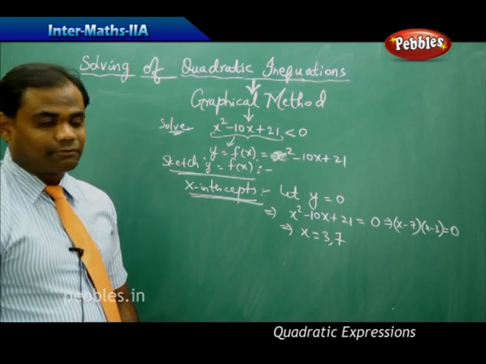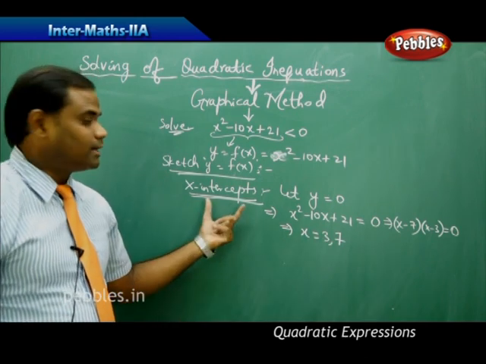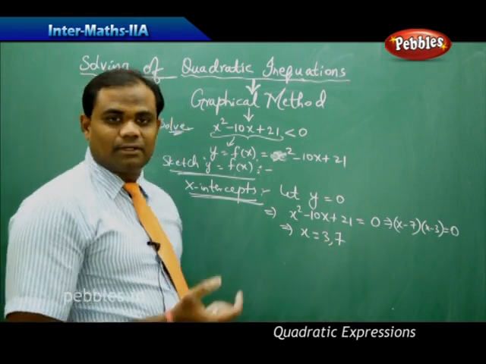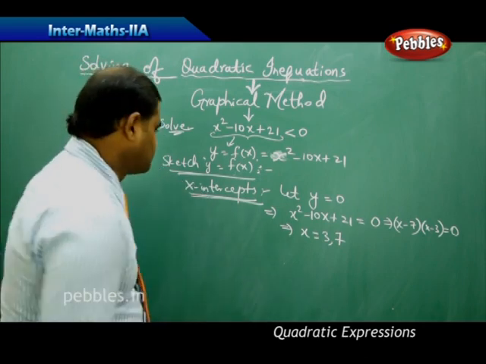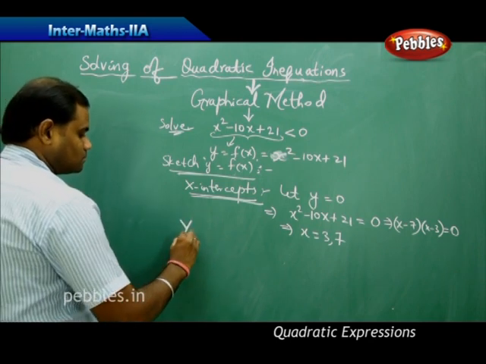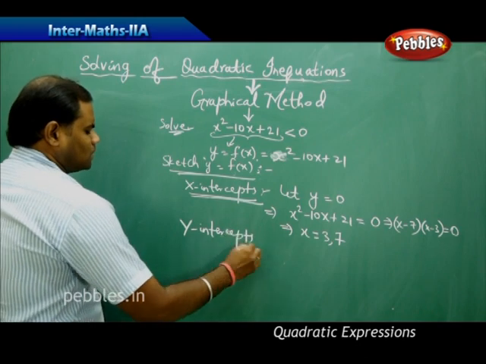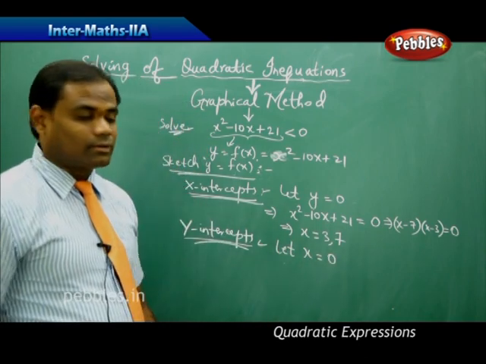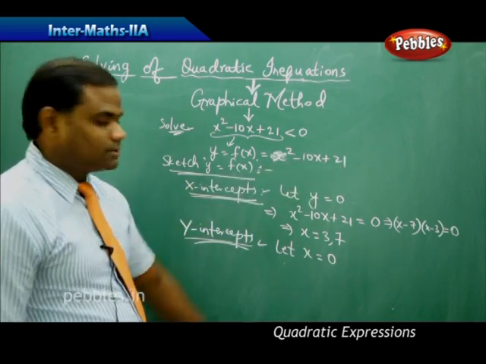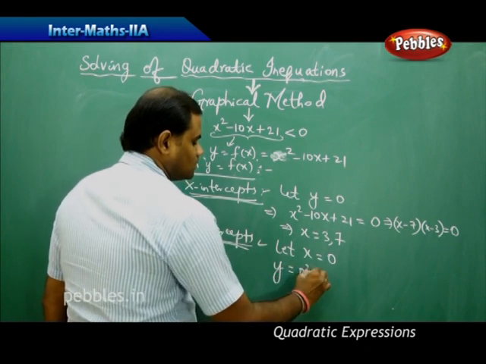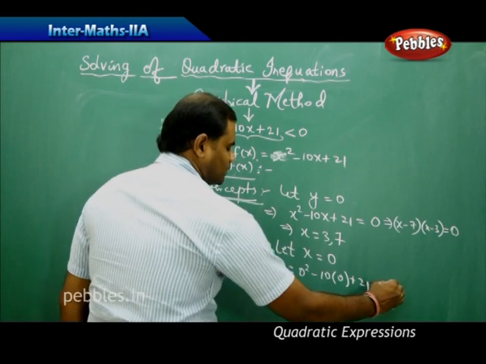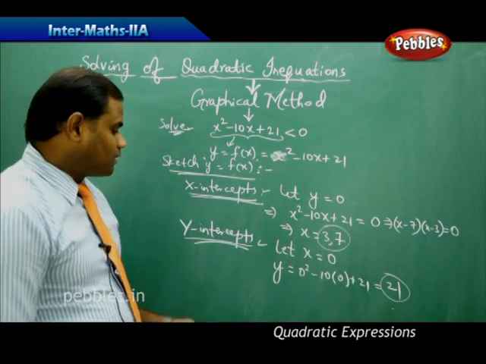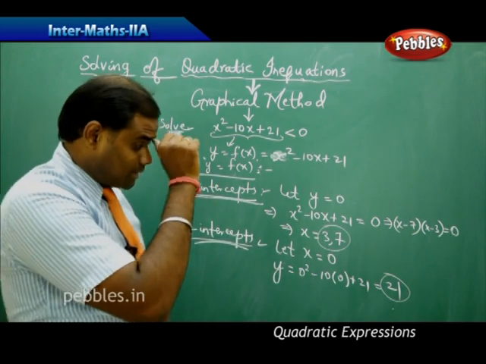This makes me understand that the graph cuts x-axis at 3 and 7 is how I understand x-intercepts connected with the graph. So now that the graph crosses x-axis at 3 and 7, let's see where the graph crosses y-axis, that is the y-intercepts. Now to find the y-intercepts, I take x equal to 0, and therefore when I substitute x equal to 0 in the given function, I get y equals 0 squared minus 10 times 0 plus 21, which is 21. So this is the y-intercept, and these are the x-intercepts, that is the graph crosses y-axis at 21 and the graph crosses x-axis at 3 and 7.